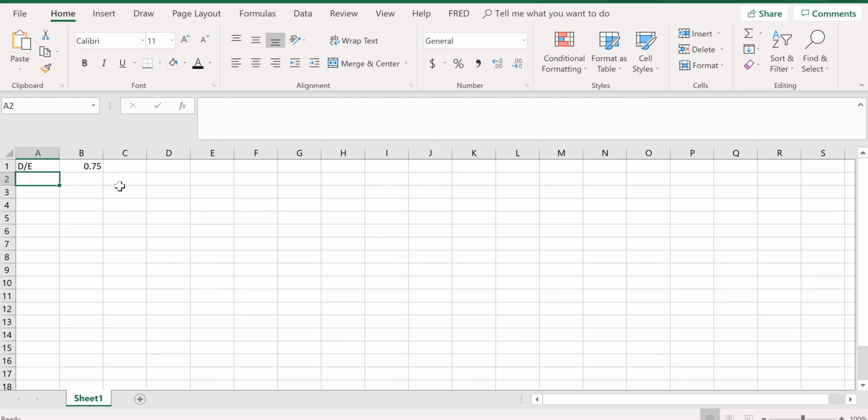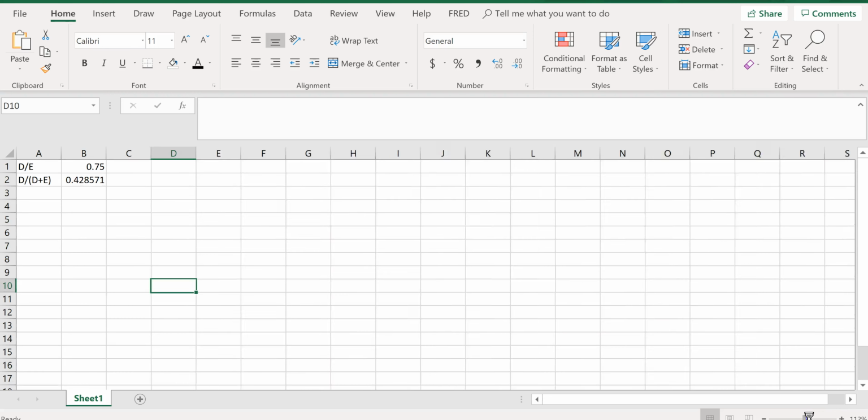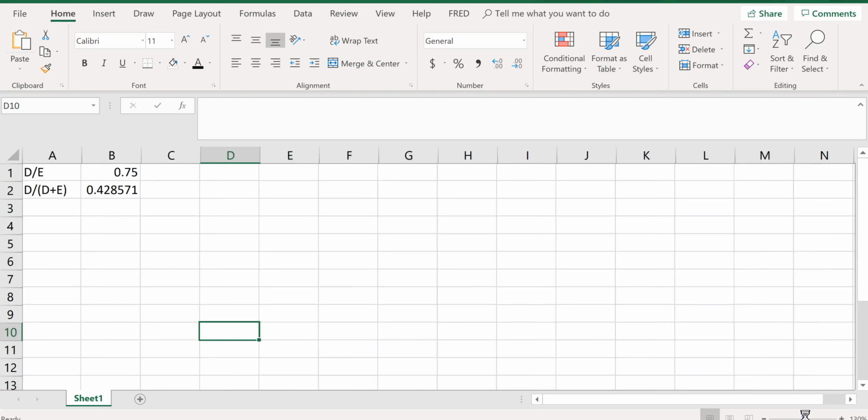So once we know the debt equity ratio, the debt value ratio is basically D over D plus E, right? That's basically equals 0.75 divided by 0.75 plus 1. So this is basically the debt value ratio. So let me make this a little bit bigger. It's better.